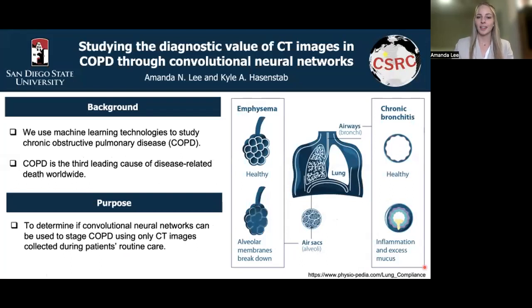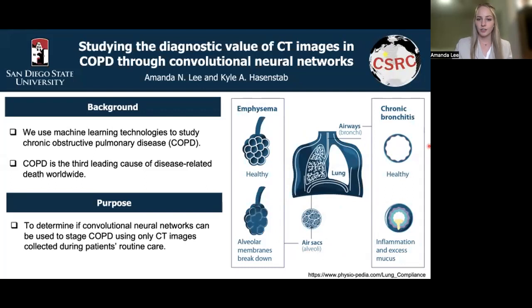My name is Amanda, and I'm a doctoral student in Dr. Kyle Hassenstab's lab in the Department of Mathematics and Statistics at San Diego State University. Our lab focuses on using statistical and machine learning models to study technologies within the biomedical imaging space to help supplement clinical workflows. And in particular, I work on chronic obstructive pulmonary disease, or COPD, which is the third leading cause of disease-related death worldwide.